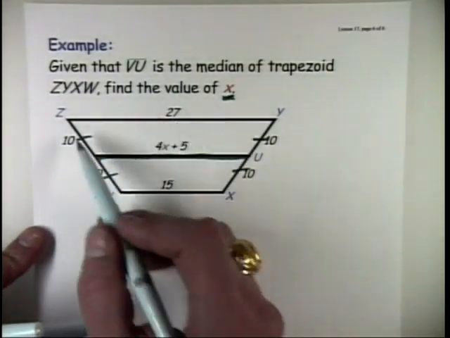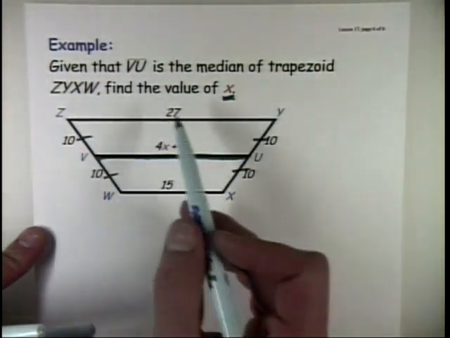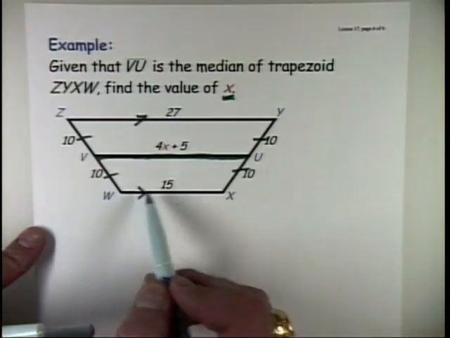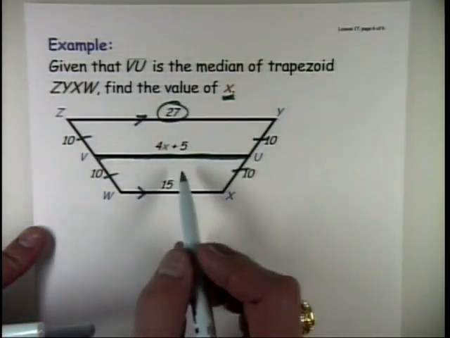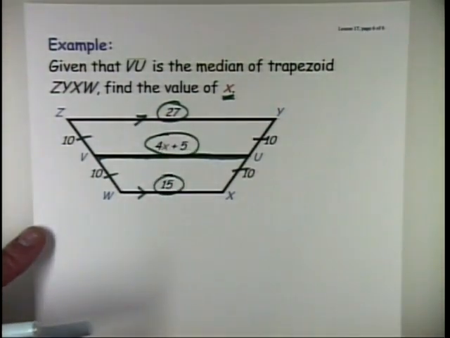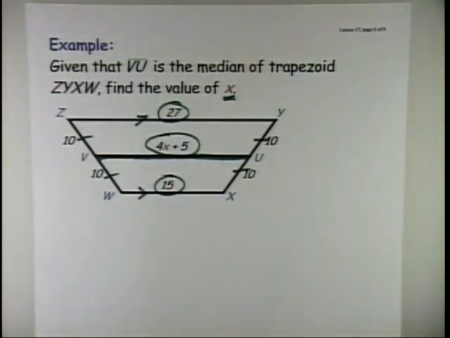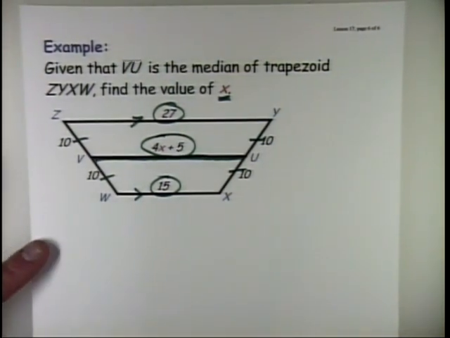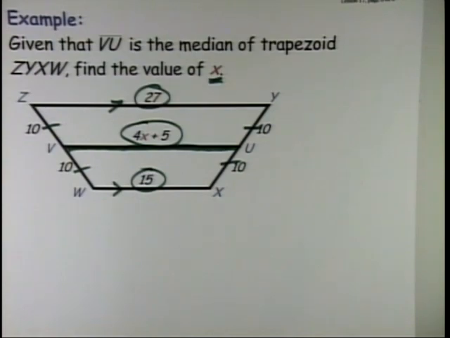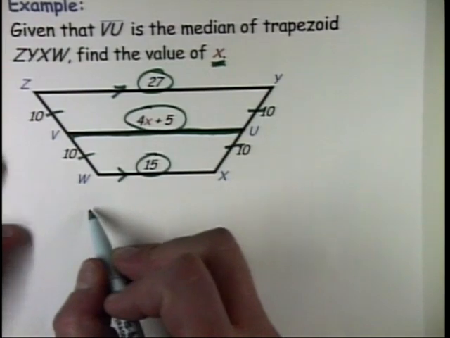So notice this trapezoid, first of all, is inverted. We have the longer base on the top, which is not a big deal. This is the parallel side. This is the parallel side. So one base is 27. The other base is 15. And we have an algebraic expression for the median. So how are we going to find that x value? Well, we use that little property that we just learned, that the median is half the sum of the two bases. So let's go ahead and set up our expression.